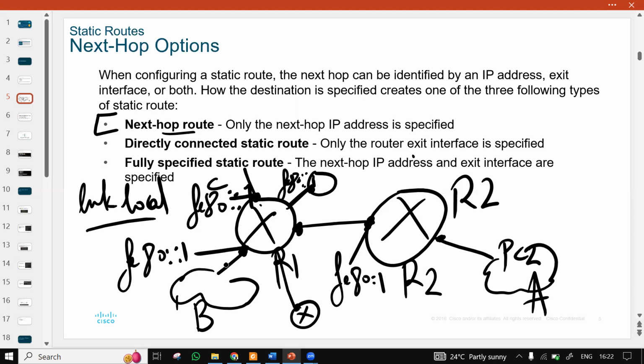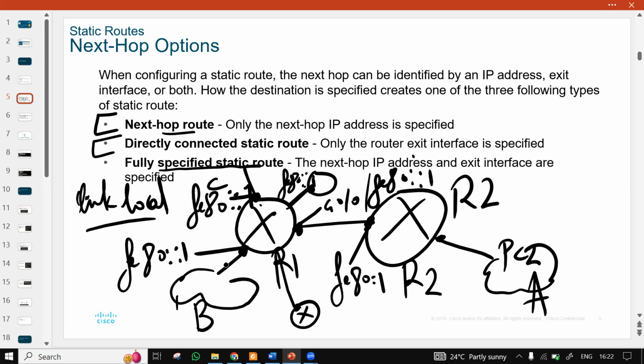So in that case, it is necessary to use a fully specified static route so that you can specify the exit interface as well. If I specify the exit interface, this is G0/0 with FE80::1, it becomes clearer. The route is more clear than one that is not fully specified. So this is just an example of why we have fully specified addresses, and it's very important to understand the difference between all those.